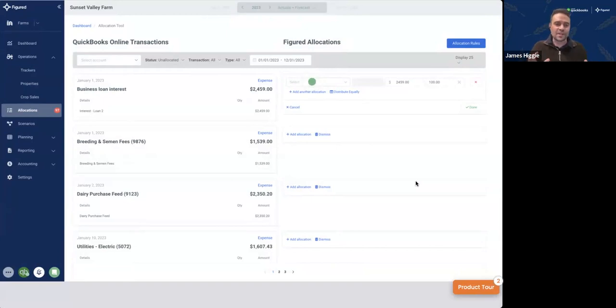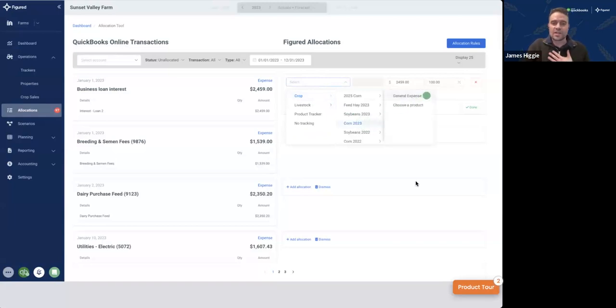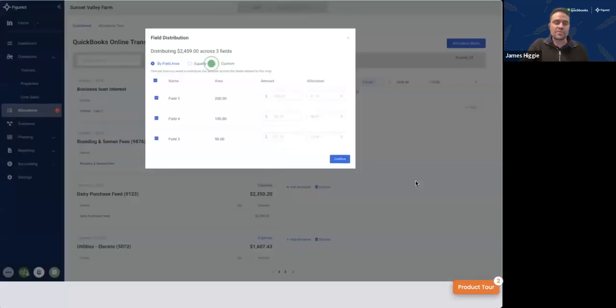Agriculture, I think, is unfairly labelled as not wanting to step towards this, or maybe they haven't had the opportunity to through technology. So now what Figured does is we enable that. Through the integration with QuickBooks Online, we can take, for example, this loan interest expense, and any of these expenses that come through QuickBooks, we can allocate out to one of our profit centers on the farm, and I'll take you through how it works from a tracker perspective. We can allocate that down to, for example, our corn 2023, and then we can go a step further down to that field level.